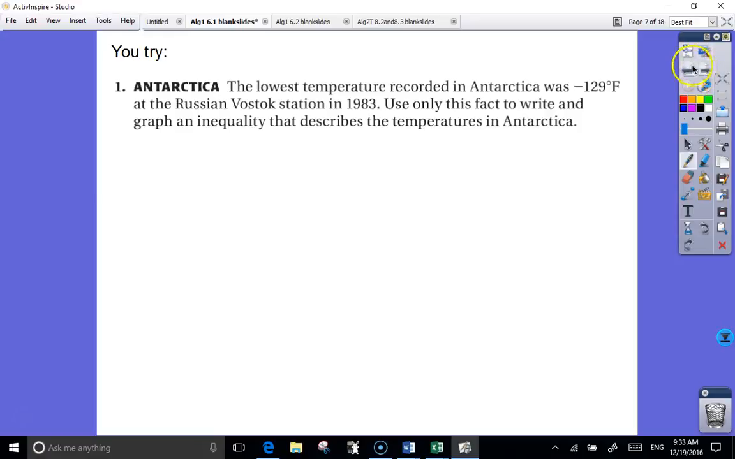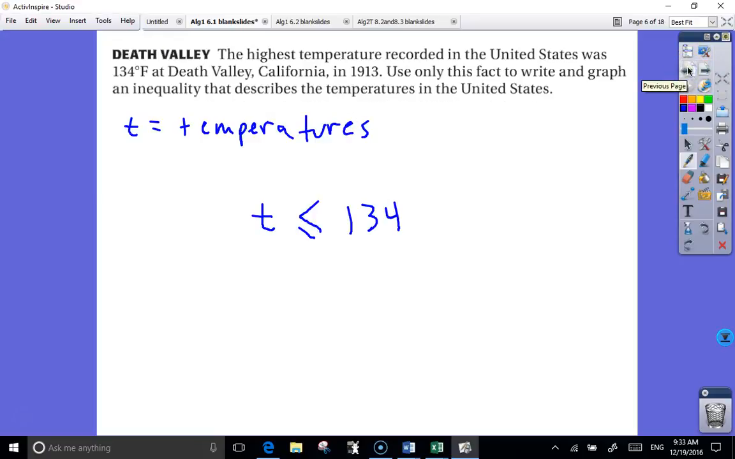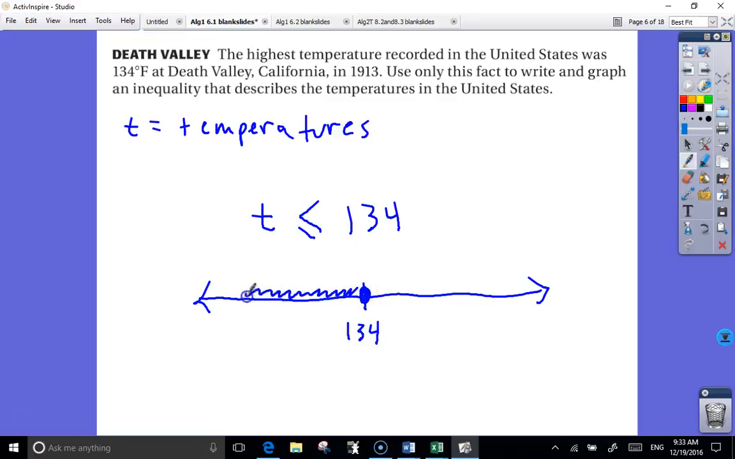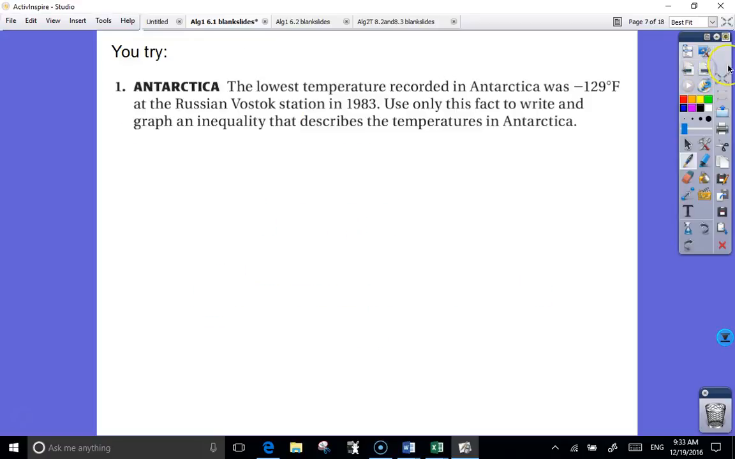Oh, did we forget to graph? To write and graph. So I should have graphed over here. So 134 should have been in the middle. Should it have been open or closed circle? To the left or to the right? To the left. Shaded to the left. Okay, so go ahead and try that one.